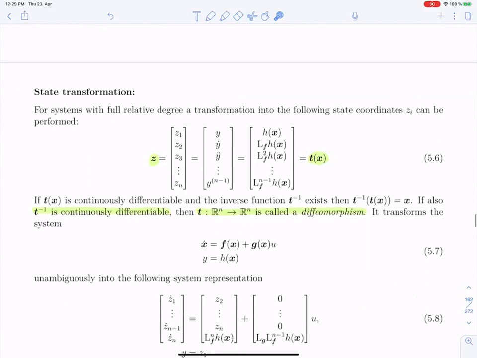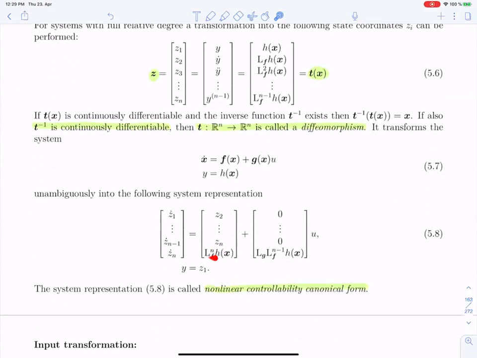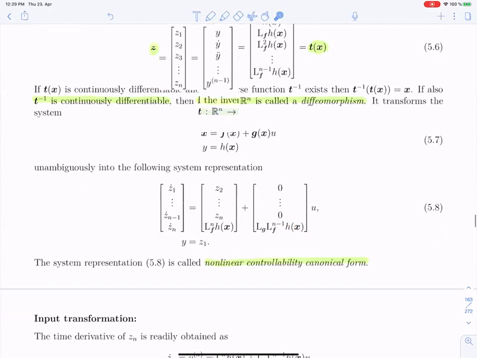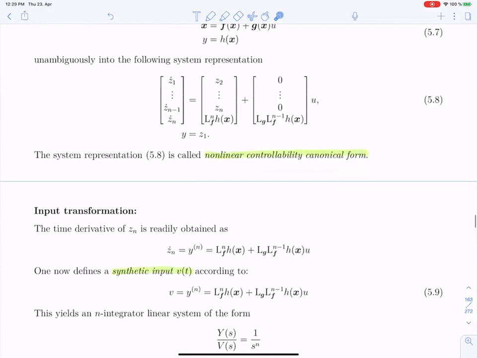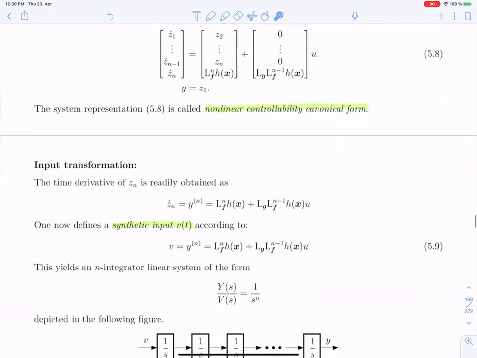Cn dot is equal to this nth Lie derivative of x plus this Lg Lf to the n minus 1 times h of x times u. So it looks a little bit nasty, but all these lower derivatives are pretty nice. It's linear dynamics. The only thing that we have to get rid of is this one. And we do so by simply taking Cn dot, which is nothing but the nth derivative of y, and this is this, and we assign a new synthetic input.